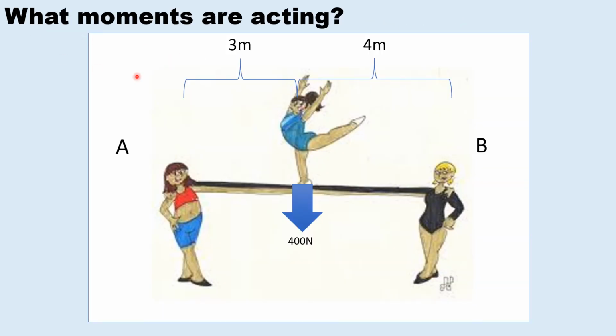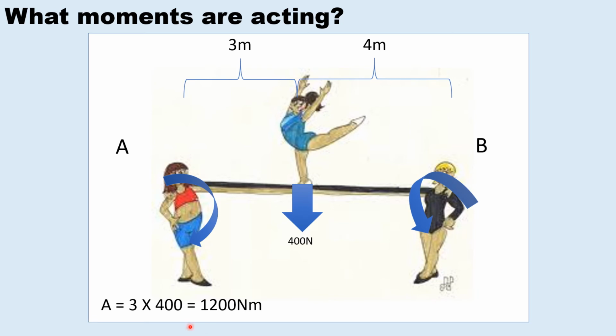So what moments are acting here? So let's see if we can calculate this. So we've got 3 meters there, 400 newtons, and 4 meters there. And obviously this is a very exaggerated cartoon because they've got very stretchy arms. So that is the clockwise, and this one is the anti-clockwise.